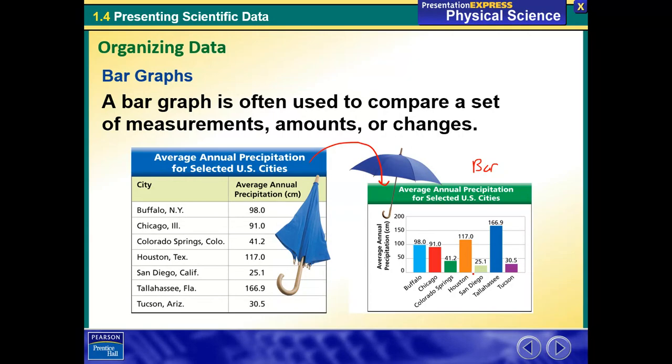and San Diego has the lowest. Just like a line graph, your independent variable is going to be located down here on your x-axis, and then your dependent variable is going to be located over here on your y-axis.